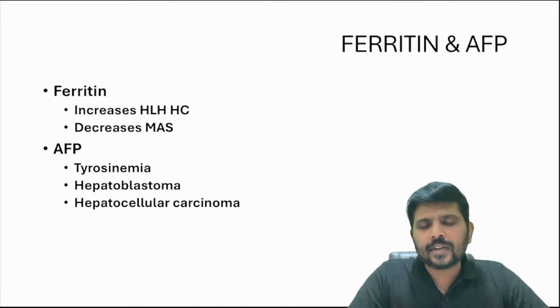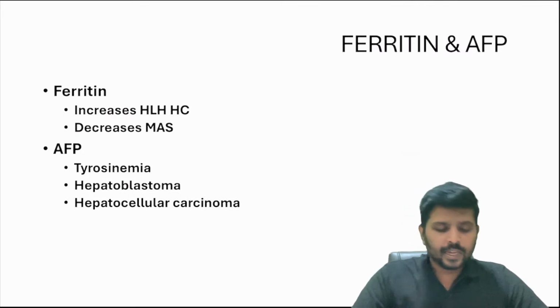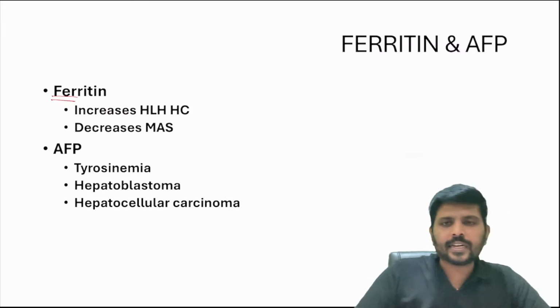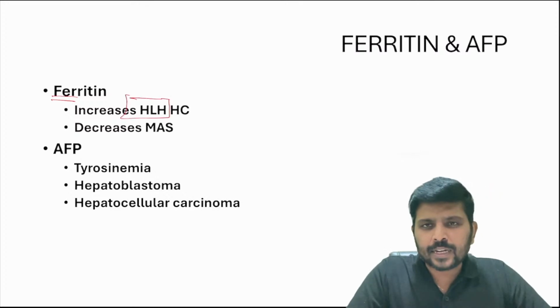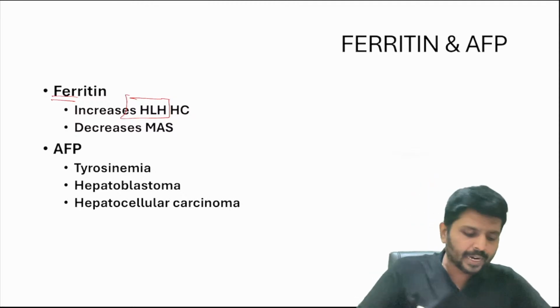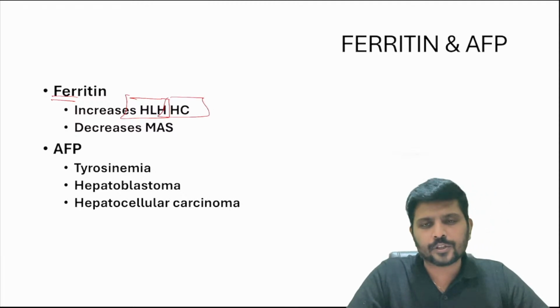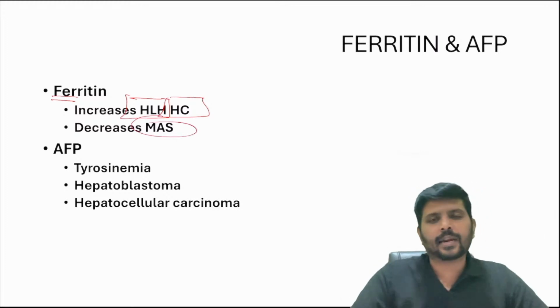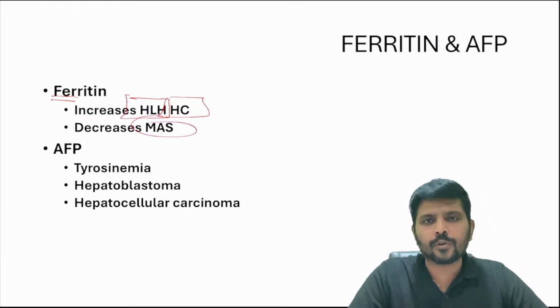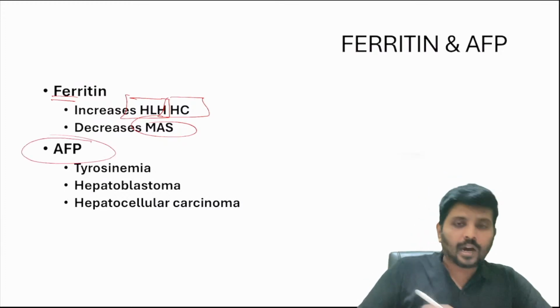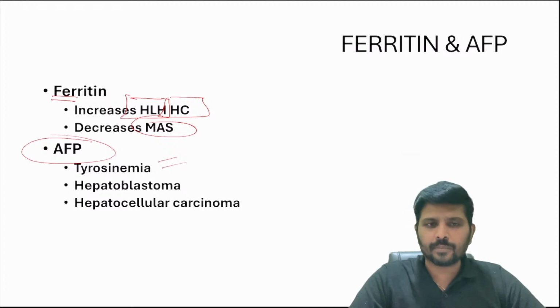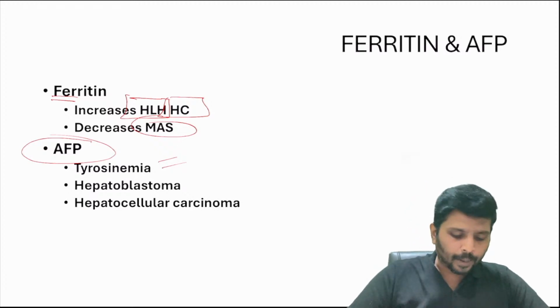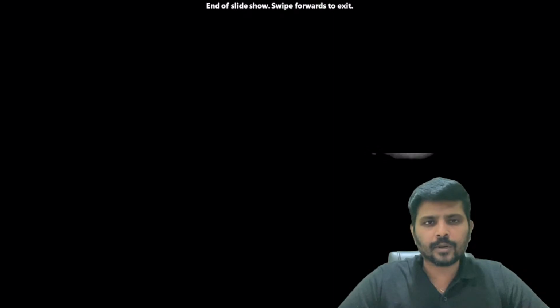What is the role of ferritin and alpha-fetoprotein? If ferritin is increased, it indicates a condition called hemophagocytic lymphohistiocytosis, HLH, or it can be increased in hepatocellular carcinoma. It can also be increased due to macrophage activation syndrome, due to liver injury. And if your alpha-fetoprotein is increased, it can be due to an inborn error of metabolism called tyrosinemia, or it can be due to hepatoblastoma or hepatocellular carcinoma.